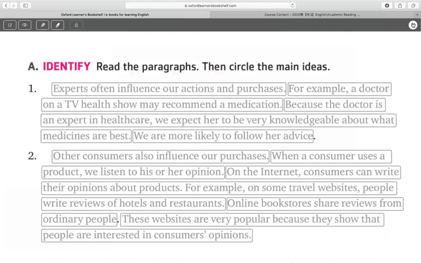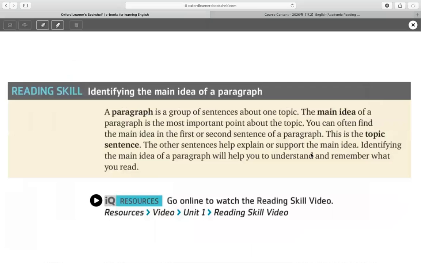Whenever you do the reading activity, there is a reading skill that you have to apply. Identifying the main idea of a paragraph. Okay, in academic readings, whenever there is a paragraph, generally the paragraph includes one main idea and other sentences will be supporting ideas. You can read the information there. A paragraph is a group of sentences about one topic. The main idea of a paragraph is the most important point about the topic. You can often find the main idea in the first or second sentence of a paragraph.